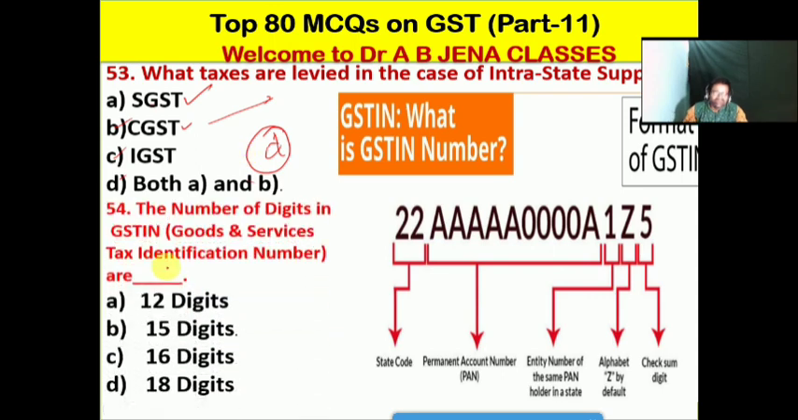So next one हम देखेंगे the number of digits in GSTIN, goods and services tax identification number, are how many digits: A, 12 digits; B, 15 digits; C, 16 digits; D, 18 digits. So friends, B is the right option for this MCQ.